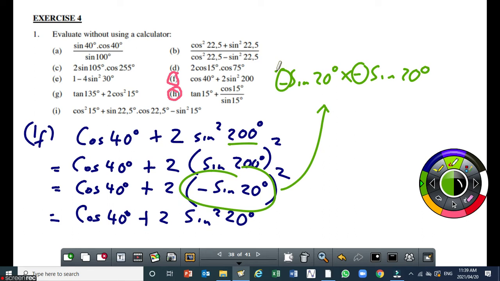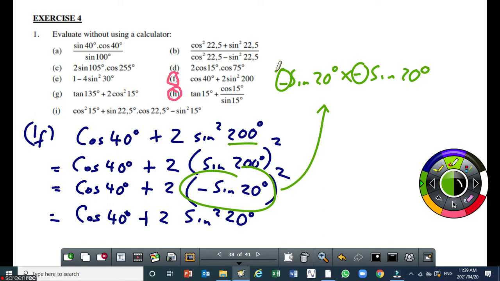If you look at the double angles, just to remind you, the double angle that we are going to use is cos 2 theta, which is equal to 1 minus 2 sine squared theta. Alright? Now, check this.